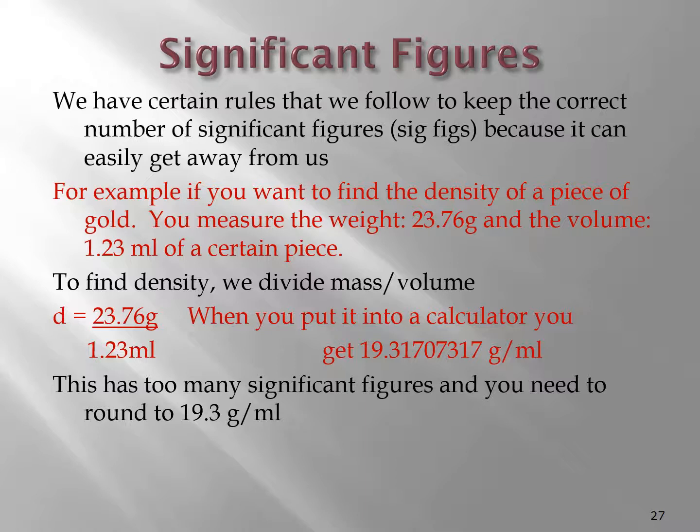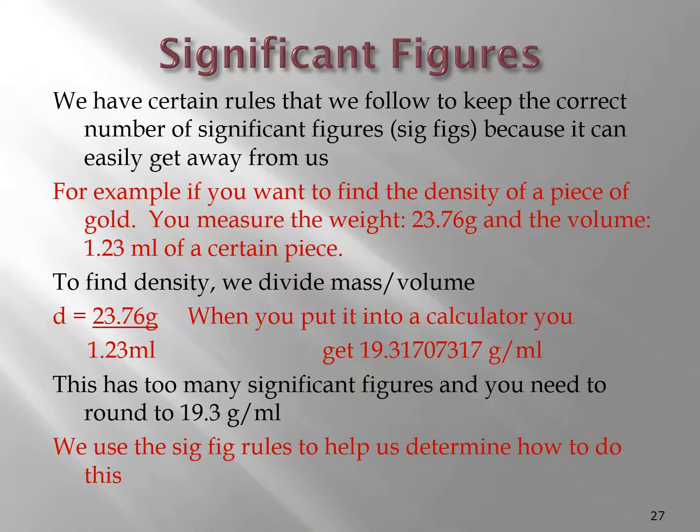So what you need to do is round. Now we can measure the mass to 4 significant figures, and we can measure the volume to 3 significant figures. And as we'll see on the coming slides, we always go with the smallest amount. So you can see that 19.3 is what you want to round to. We can't really know the density any more precisely than that because of our measurements. So we're going to use the following rules to help us determine how and where to round.